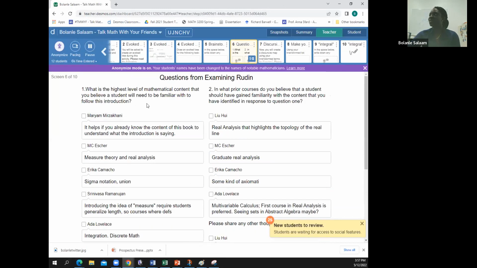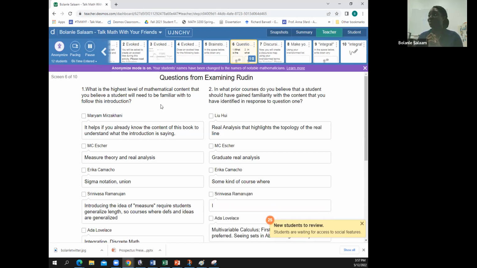All right, so I guess we'll just go in order and I'll read out some of the things that you all said. What is the highest level of mathematical content that you believe a student will need to be familiar with to follow this introduction? Okay, it helps if you already know the content of this book. So measure theory, measurability does get discussed after that page. It was a little introduction to the entire book, yes.